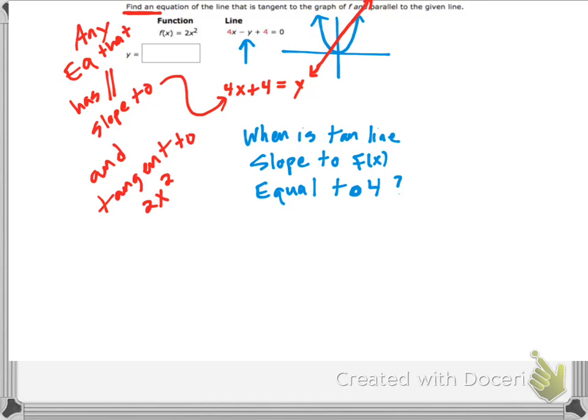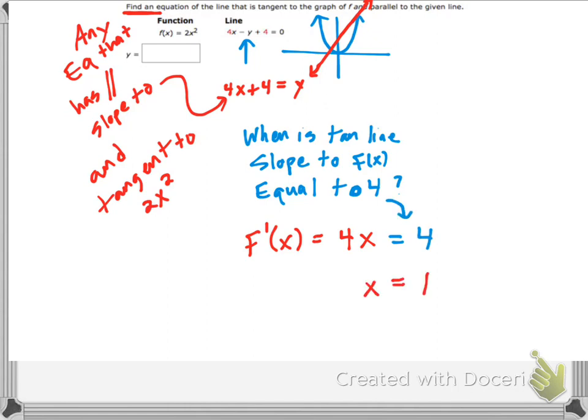I actually need to set up an equation. Tangent line slope to f of x means f prime of x. When is it equal to 4? Means I'm going to put f prime of x and set it equal to 4. So here's f prime of x. Nice easy derivative, 4x. When is it equal to 4? You set it equal to 4, and you solve for x, and you get 1.